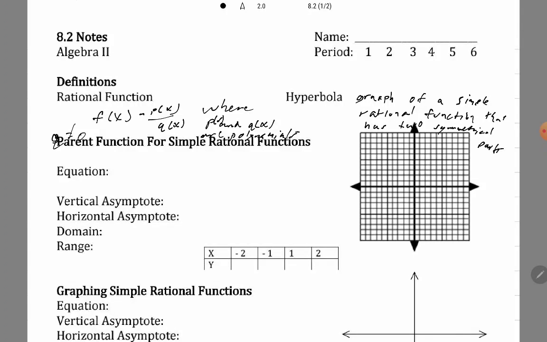Alright, so parent function for simple rational function. This is our y equals 1 over x, also known as our inverse variation. So if you remember from a while back, it kind of looks like this, and then like this.